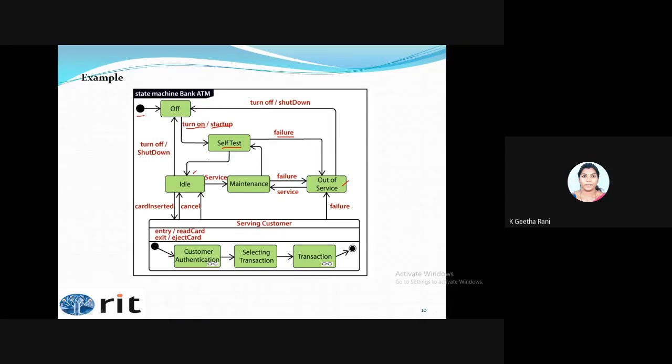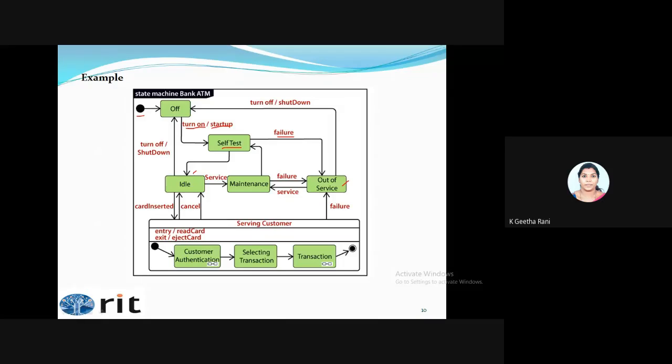We call this an automatic trigger. I'm not specifying any event here. If some failure is triggered in the self test state, it goes to out of service, but if it is not a failure, by default it comes inside the idle state. Now my ATM machine is in the idle state, which is waiting for the customer to interact.